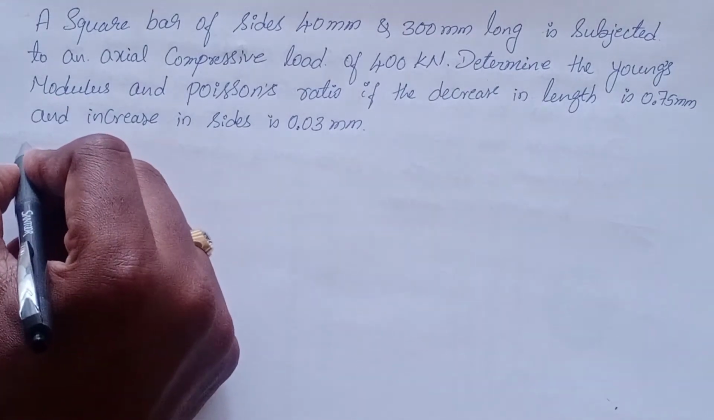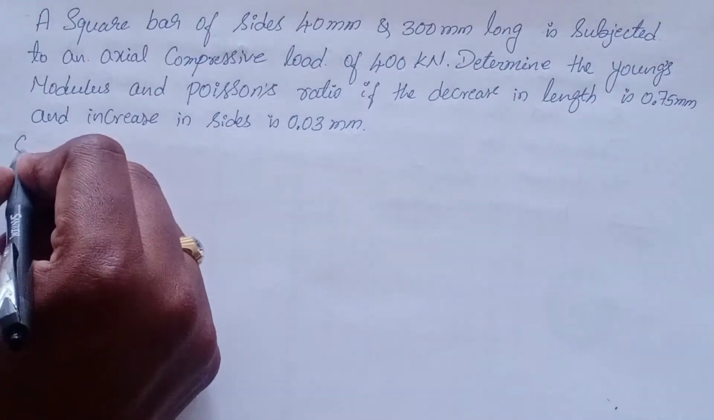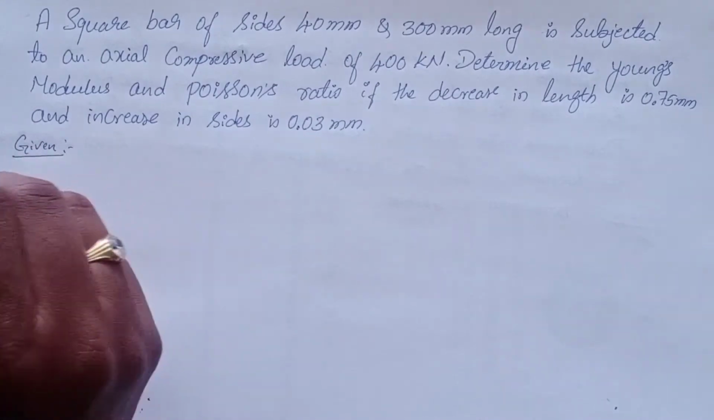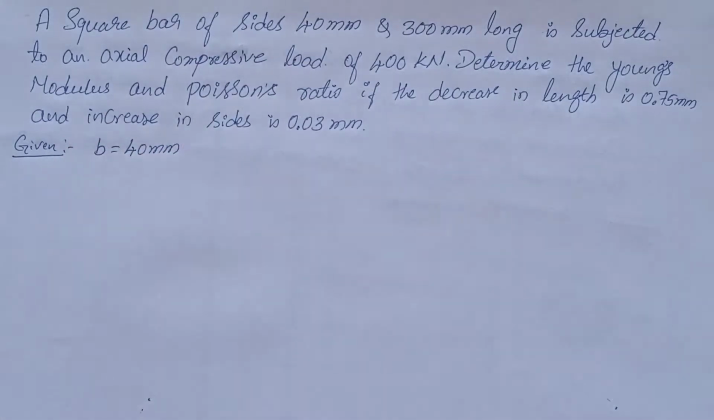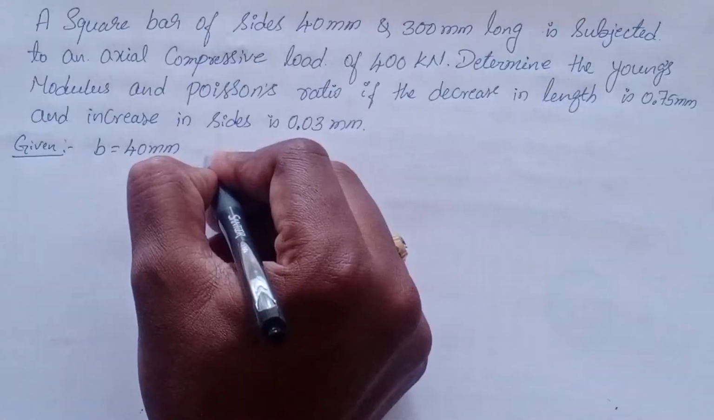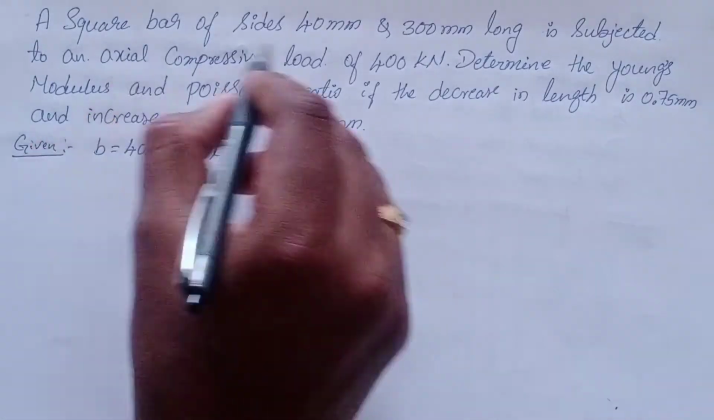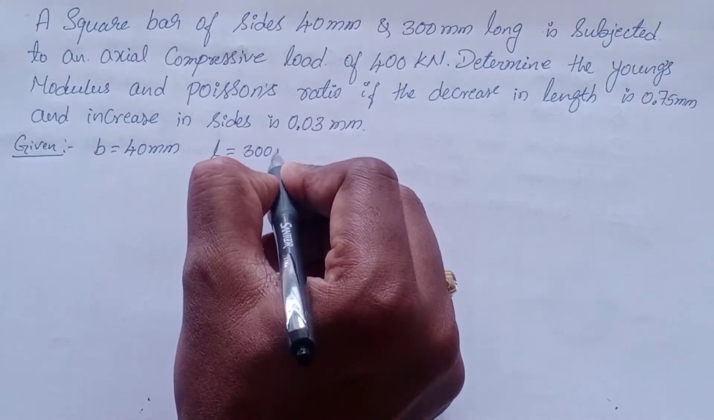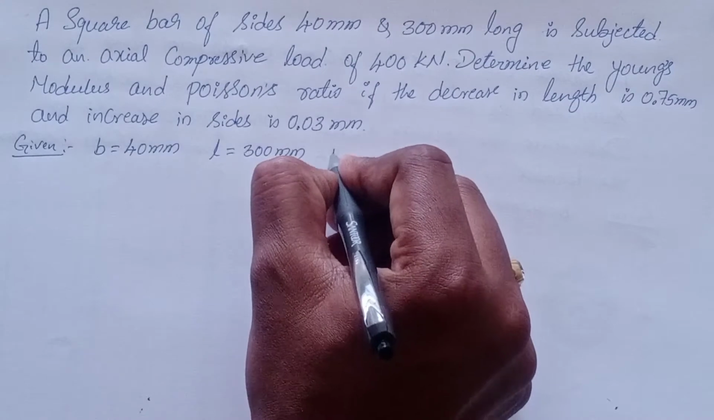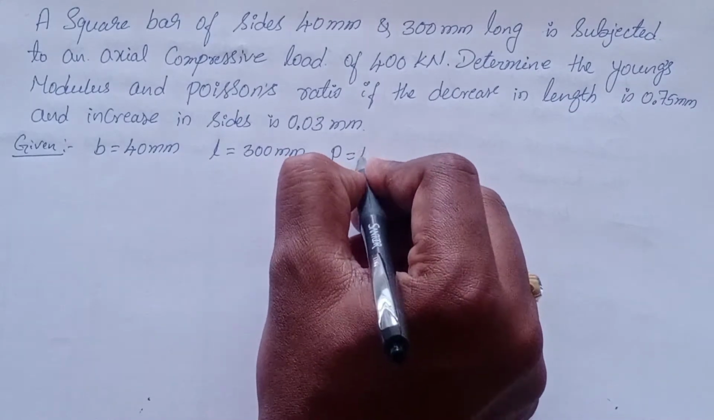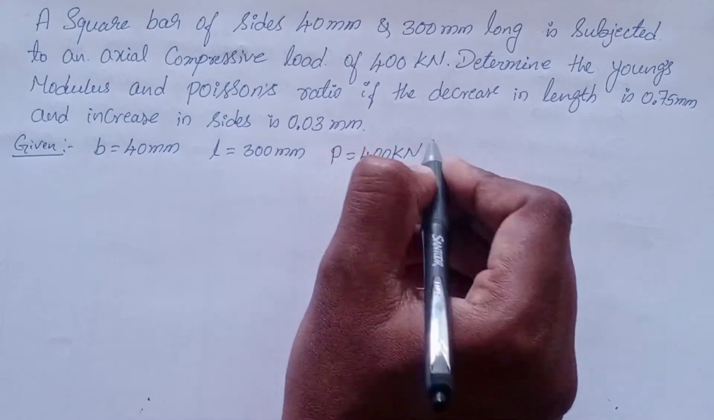So according to this problem, the given data: B is equal to, the side is considered as B, breadth B is equal to 40 mm. Next, 300 mm long, this is considered as L. L is equal to the length of the square bar, 300 mm. It is subjected to an axial compressive load. The load is represented by P. P is equal to 400 kilonewton.